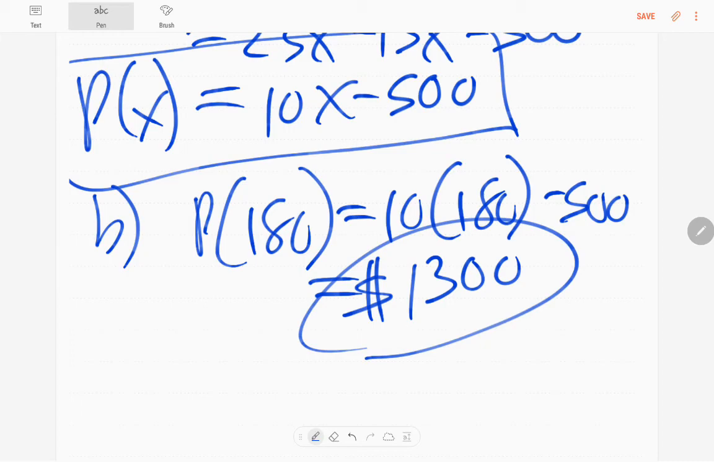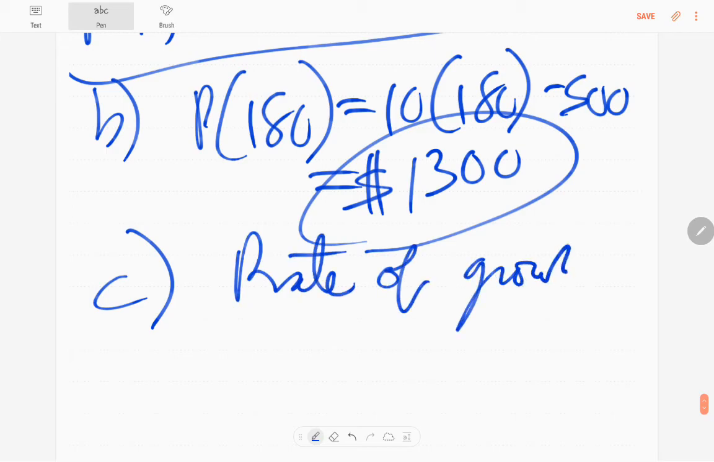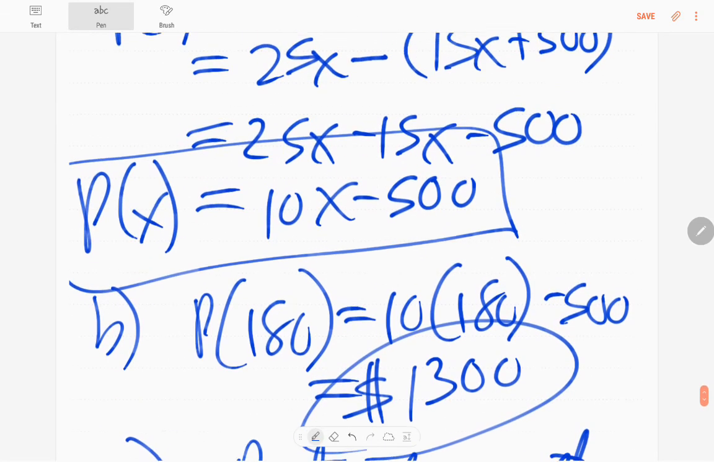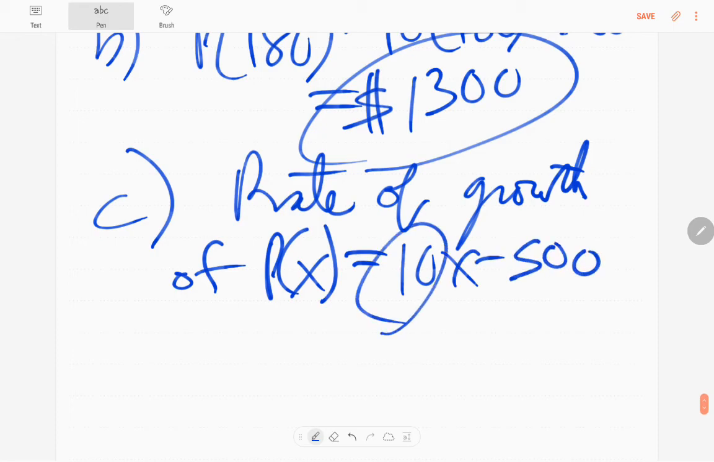The rate at which profit grows is what? So we're looking for the rate of growth of the profit function. But notice the profit function is linear. And you might recall that the rate of change of any linear function is just the slope, which is the coefficient of x, if it's in mx plus b form. That just means if we produce and sell one additional item, we increase our profit by $10.